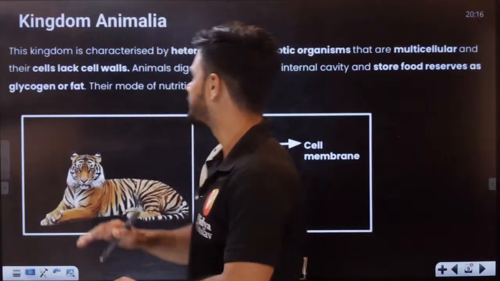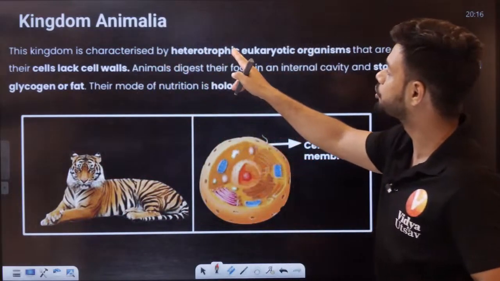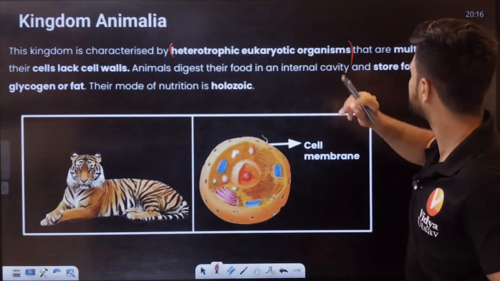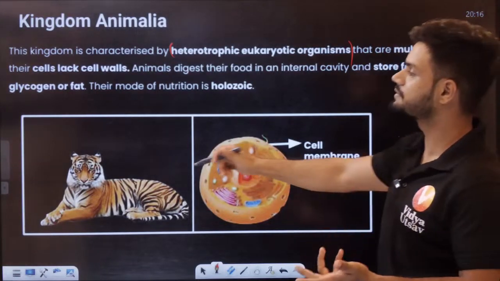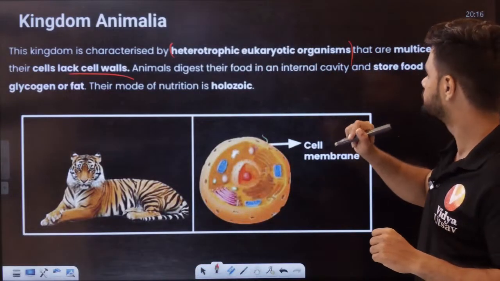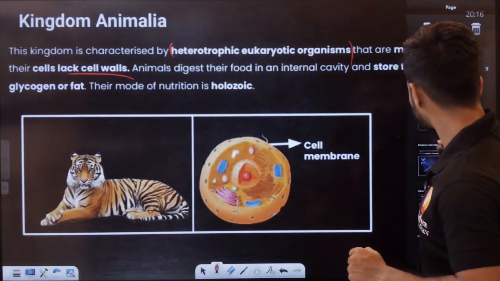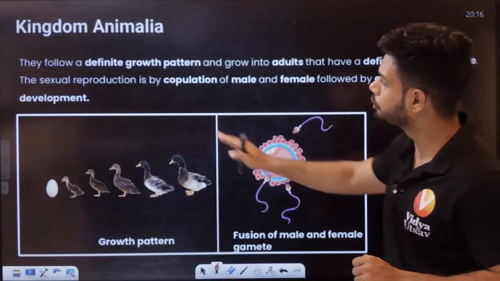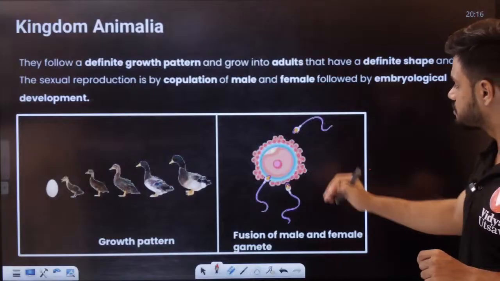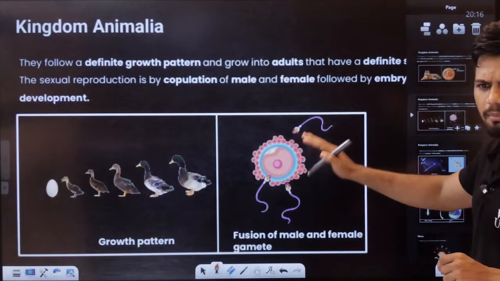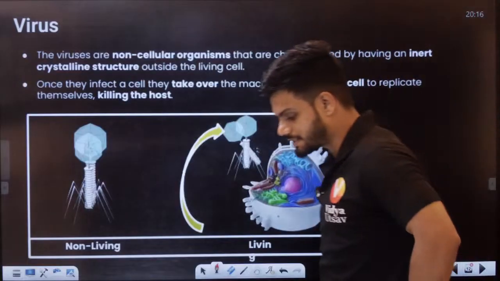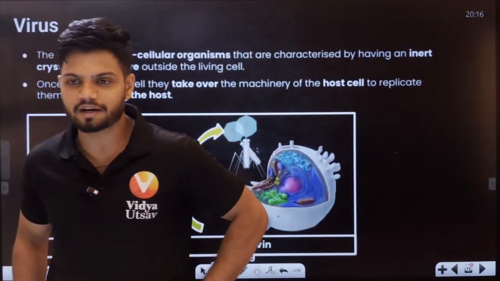Small basics. The kingdom is characterized by heterotrophic eukaryotic organisms. We have heterotrophic organisms here, multicellular in nature. They do not have a cell wall, obviously. Holozoic mode of nutrition is there. They follow a different growth pattern, which we can see in the animal kingdom. They have male and female gametes fusing here and everything. All of this we will learn in animal kingdom in detail. Okay. Now, students, shall we start viruses?